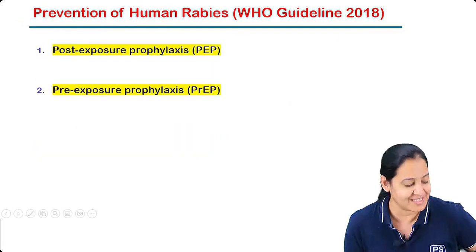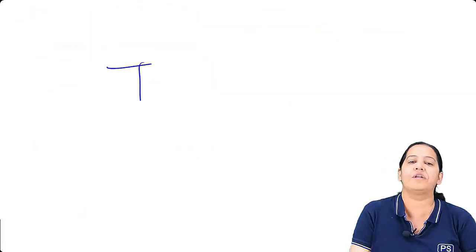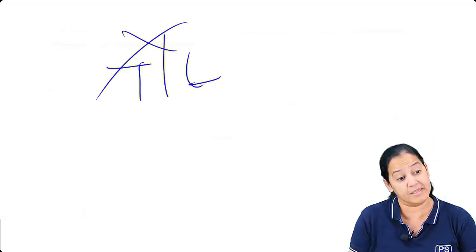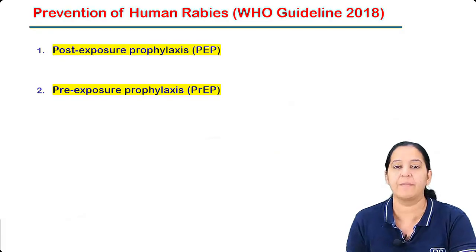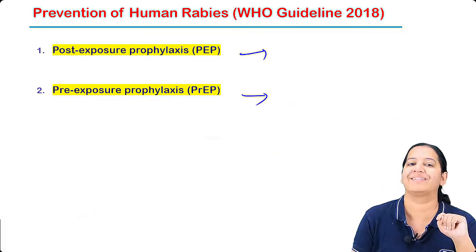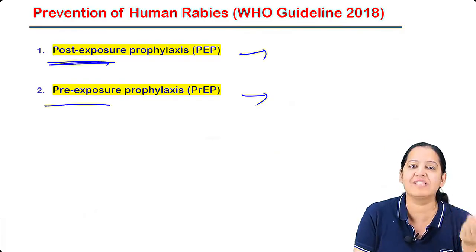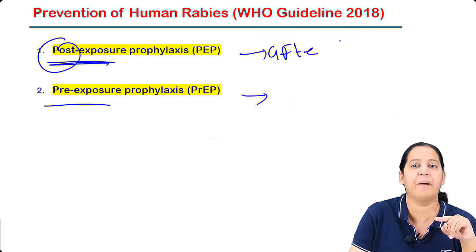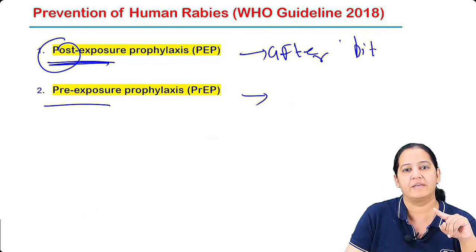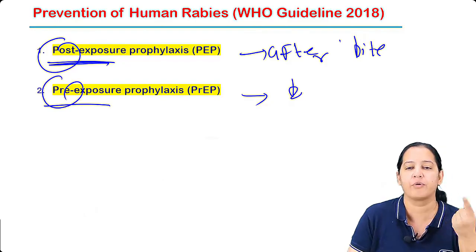Now, someone was asking for the prophylaxis. Now, there is no treatment of rabies. No treatment. But prevention is possible. Now, there are two types of prevention: after dog bite or before dog bite. One is post-exposure, one is pre-exposure. Post-exposure means after the bite of the dog, after dog bite, okay? And pre-exposure is before dog bite.